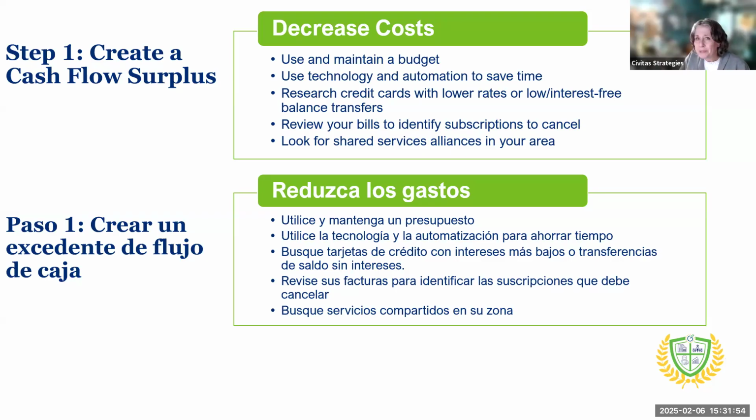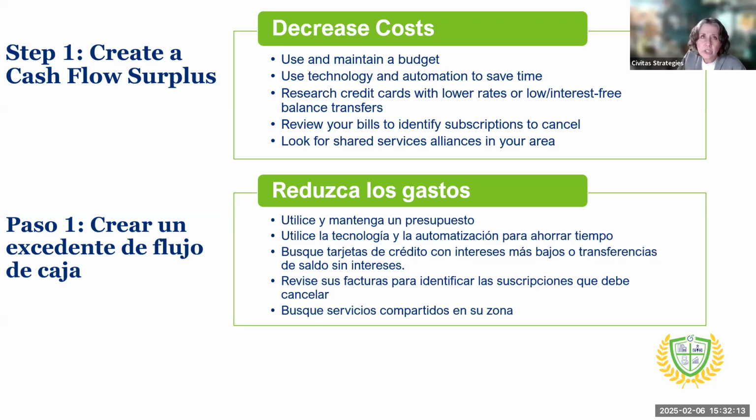I'd like you to look at your bills and think of all the things that you could cancel, because we're thinking about we need that cash flow surplus. So it could be small things, could be little things, could be subscriptions, could be recurring costs that you forgot exist. Look for all of that.